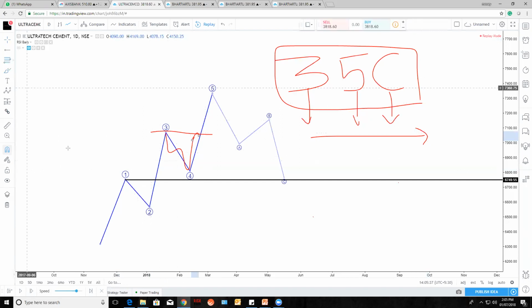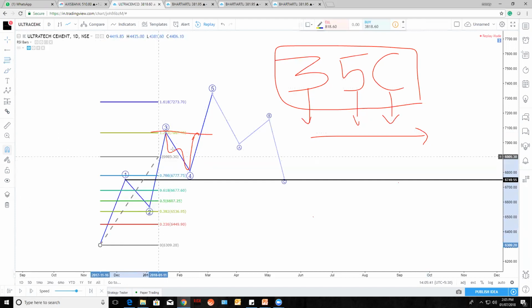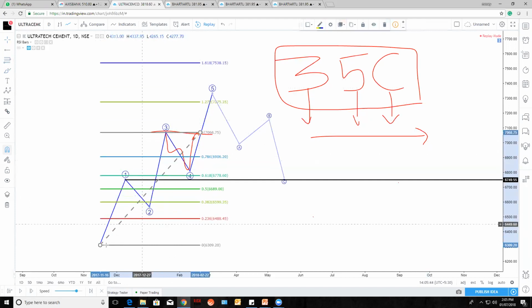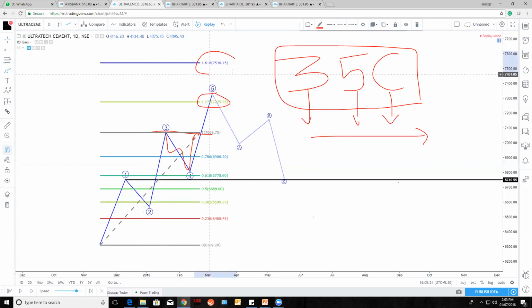What is the fifth wave target? It's 1.272 of wave 1 to wave 3. Let's see, from here to here, the minimum target is 1.272. This is our minimum target, and this is our one more target, the second target. This is for the fifth wave I am trading.